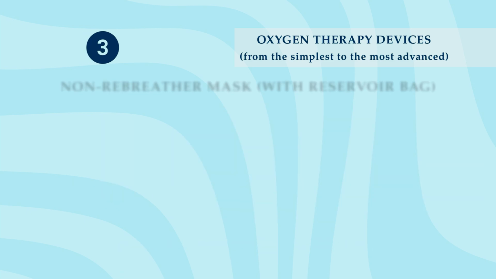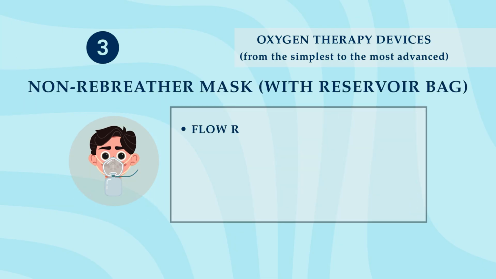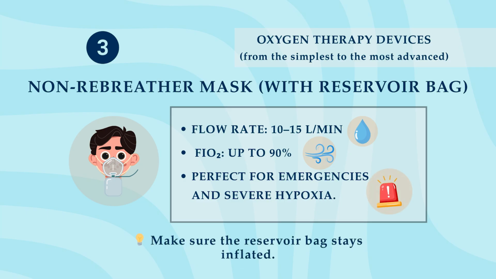3. Non-Rebreather mask with reservoir bag. Flow, 10 to 15 liters per minute. FiO2, up to 90%. Perfect for emergencies and severe hypoxia. Make sure the reservoir bag stays inflated.